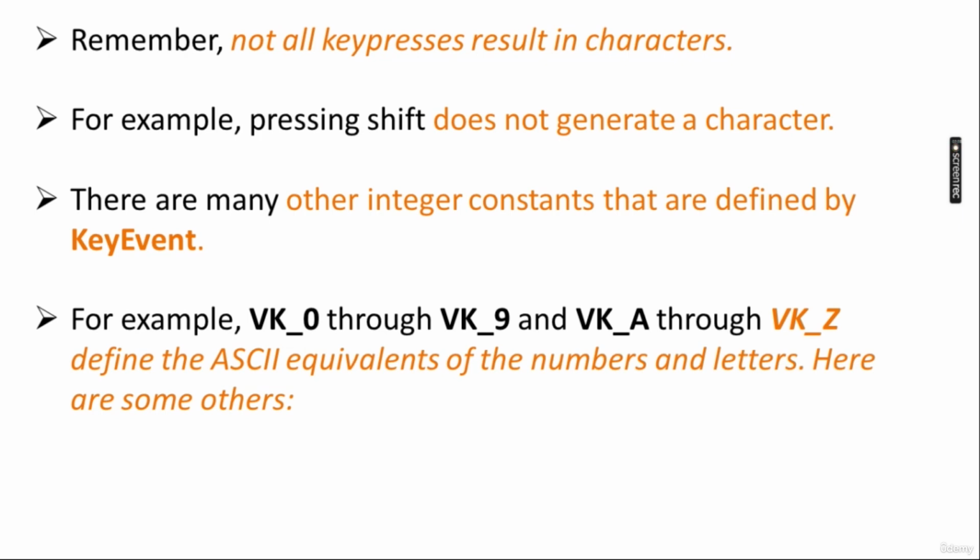There are many integer constants that are defined by KeyEvent. So there are many other integer constants, and we will see those now. VK_0 through VK_9 and VK_A through VK_Z define the ASCII equivalents of the numbers and letters. Here are some others.